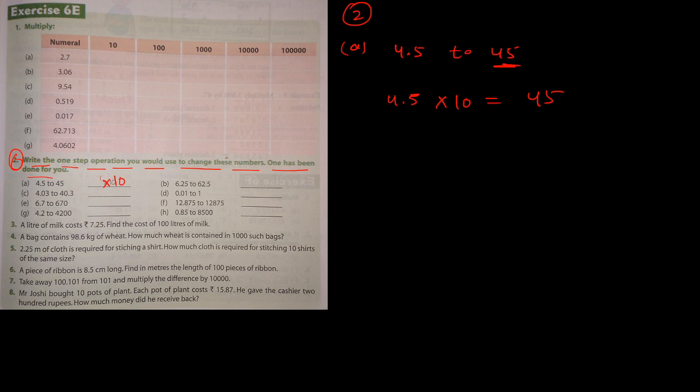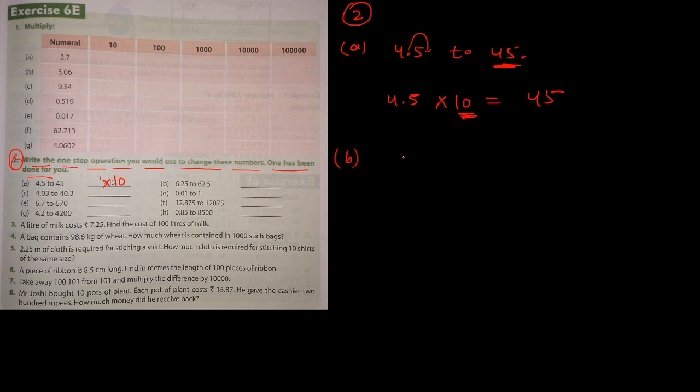And how will you remember it? You just have to check how many digits the decimal has shifted. So the decimal has shifted only one digit here. Here the decimal is here, in 45 the decimal is here, so you can check the decimal is shifting one digit only. That is why we will multiply it by 10, because there is only one 0 in the 10. For example, let us see the next question.